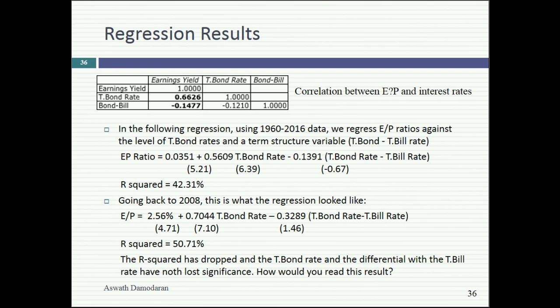But the advantage of running this regression is if I came to you with interest rates today, the T-bond rate today is 2.5%, and the T-bill rate is 0.5%. You can put it into that regression and give me a predicted earnings to price ratio today, given the level of rates today. I plugged it in this morning, 2.5% T-bond rate, 0.5% T-bill rate into that regression. I got a predicted earnings to price ratio of about 5%. What does that translate into as a price-earnings ratio? 1 over 0.05 is 20.